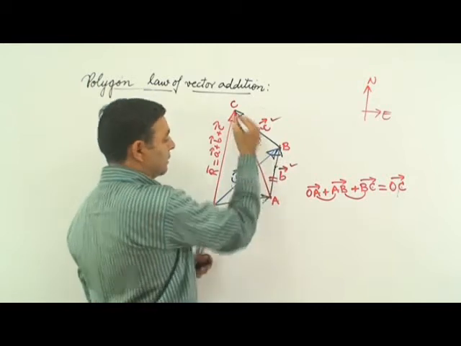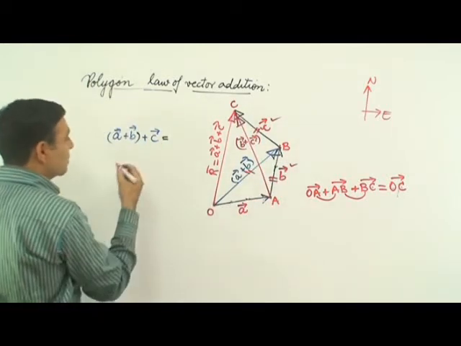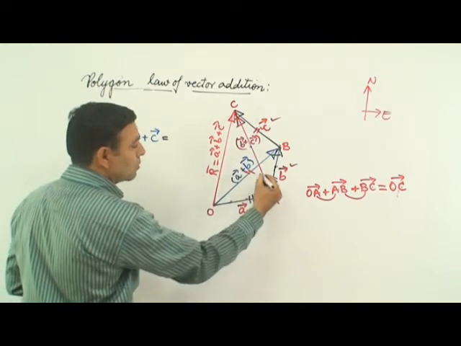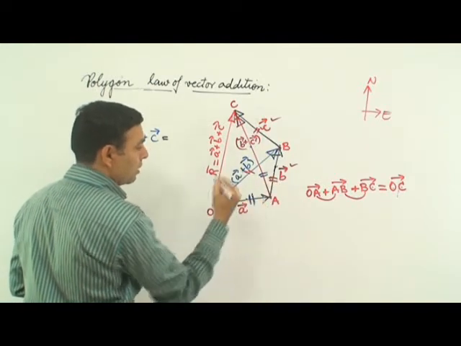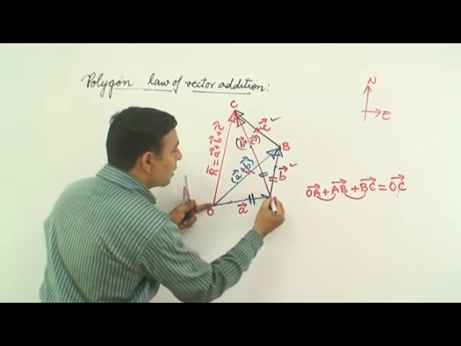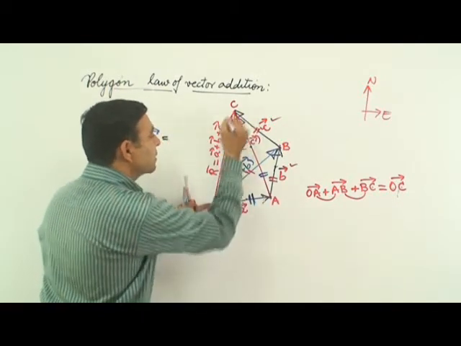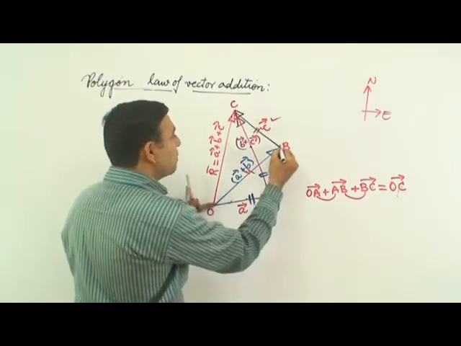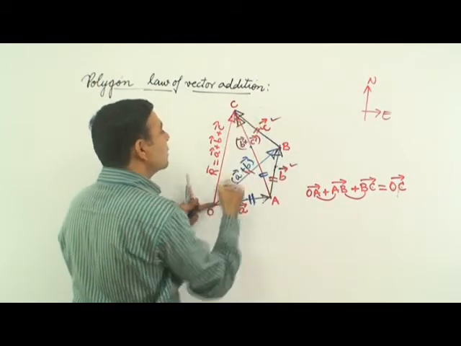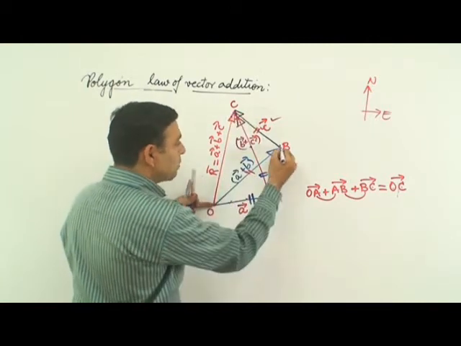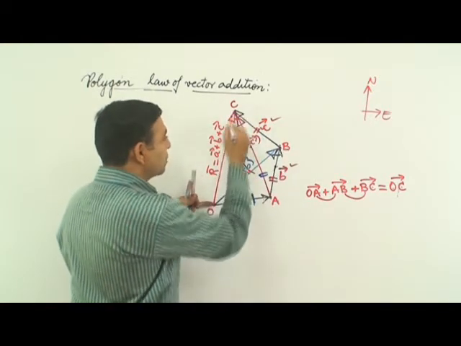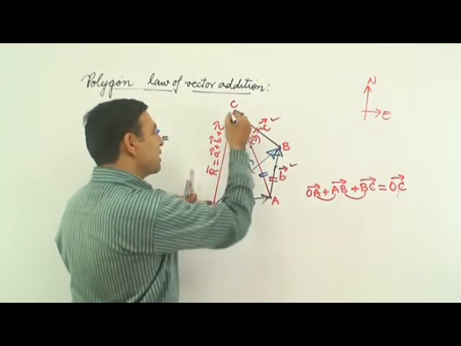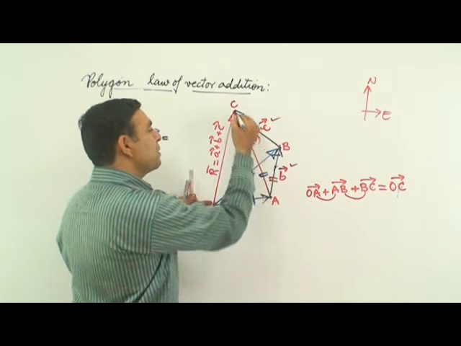Fine. Now to this B plus C, let me add vector A. This B plus C and A. See, tail head, resultant head tail. Same thing I am getting. I mean A plus B plus C. How far are you? This far. OC. A plus B plus C is the same OC.